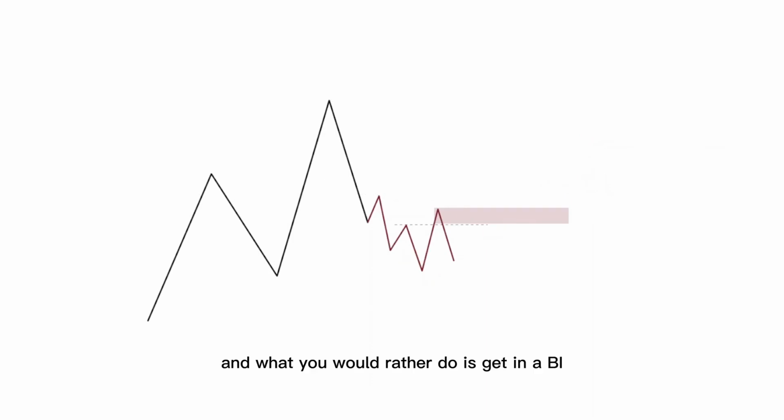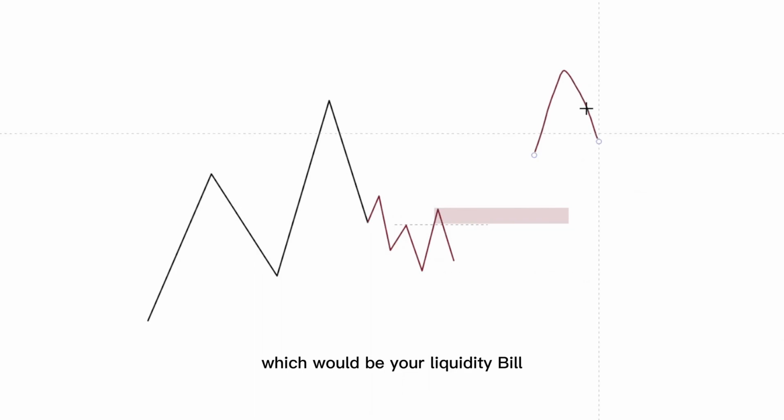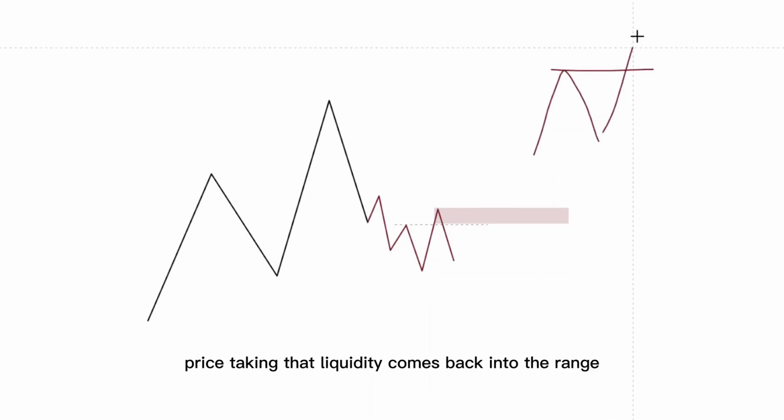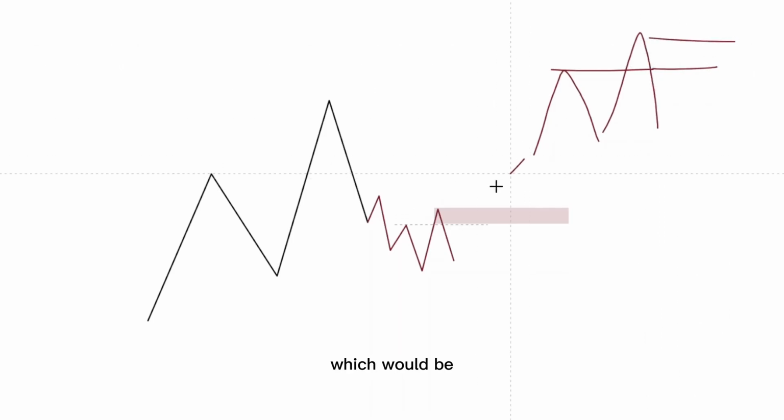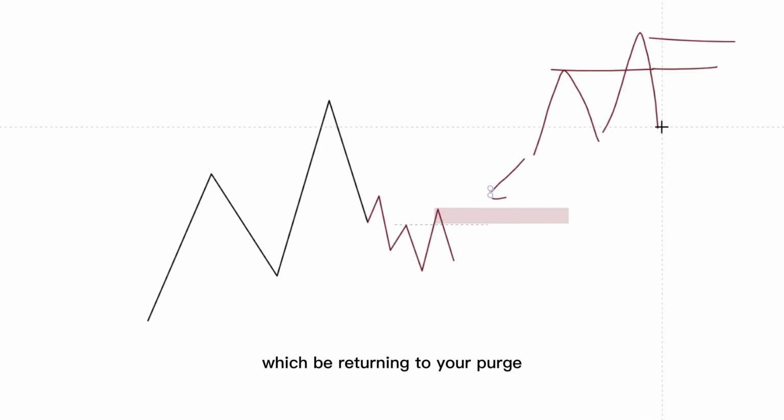And what you would rather do is get in a buy and look for a bullish order block to continue above. And this is one of the major reasons why a lot of traders lose, because they lose track of what the macro is doing compared to the micro. Because they would see this on the micro and think this is a purge, which would be your liquidity build, price taking that liquidity and coming back into the range, and they would wait for the RTO right here, which would be return to origin, returning to your purge. But price will blow them right through.